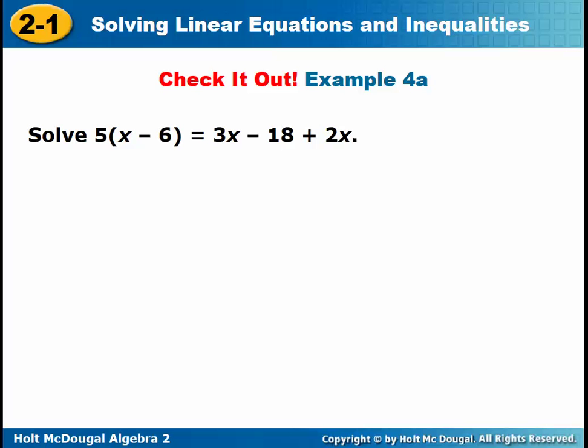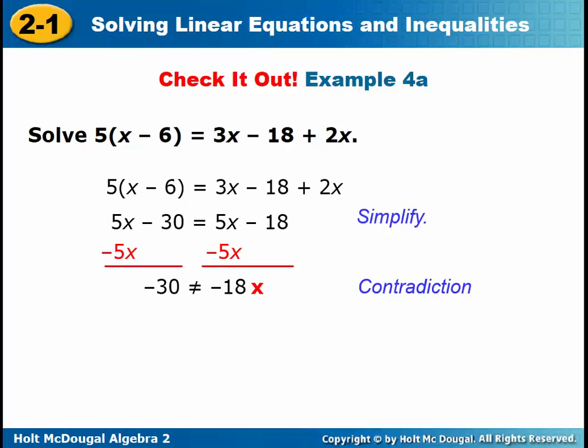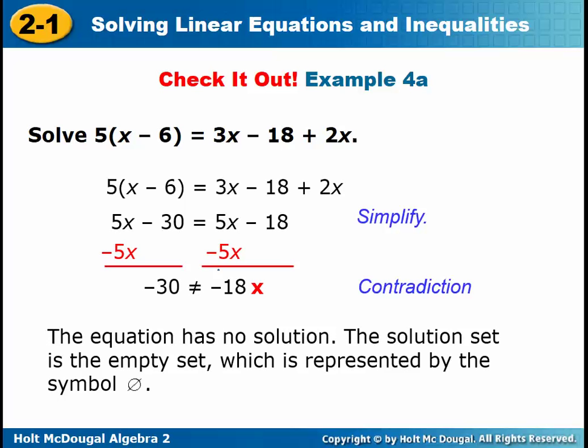Okay, on this example, we do the distributive property first, combine our like terms, subtract the 5x from both sides, and we're going to get a false statement. This is never true, so our answer is no solution. Or you can put the empty set, which is null. It's the circle with a line through it. You might be able to find that in Word under symbols, or you can just write no solution.